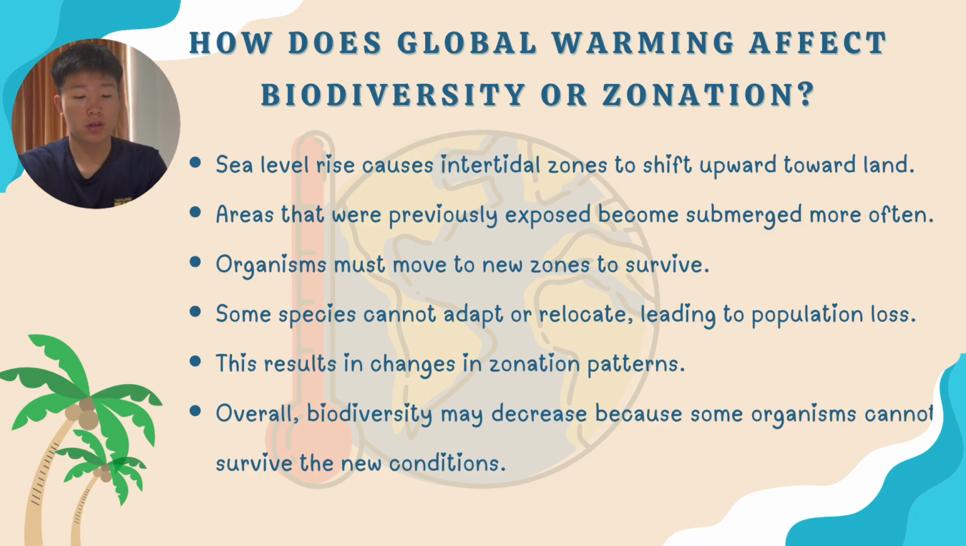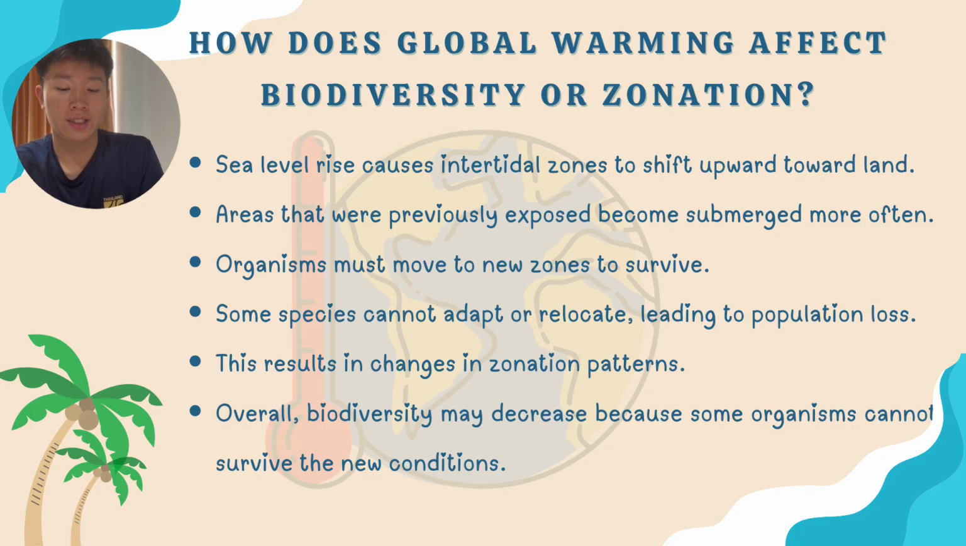Well now, how does global warming affect biodiversity or zonation? First, sea level rise causes inshore zones to shift upward toward land. As global temperature increases, sea levels gradually rise, causing the inshore zones along the coastline to shift upward toward land and changing the natural boundaries between marine and terrestrial environments. Second, areas that were previously exposed become submerged more often. Areas that were previously exposed to air during low tide are now submerged under seawater more frequently because of rising sea levels, which significantly change the environmental conditions in those habitats.